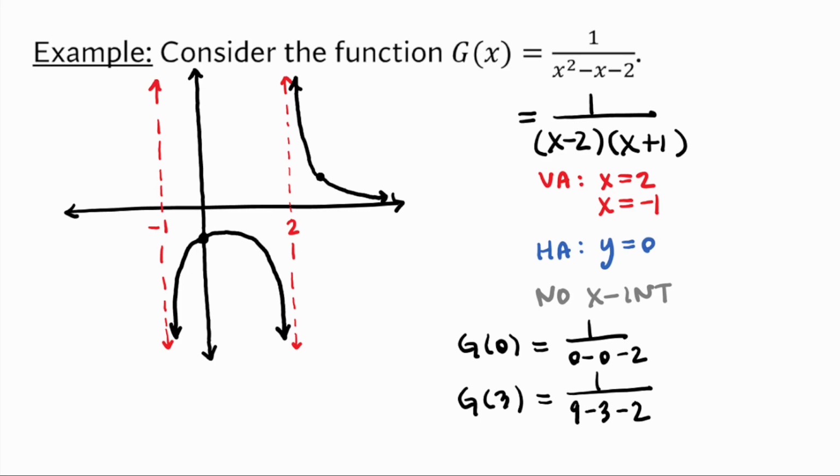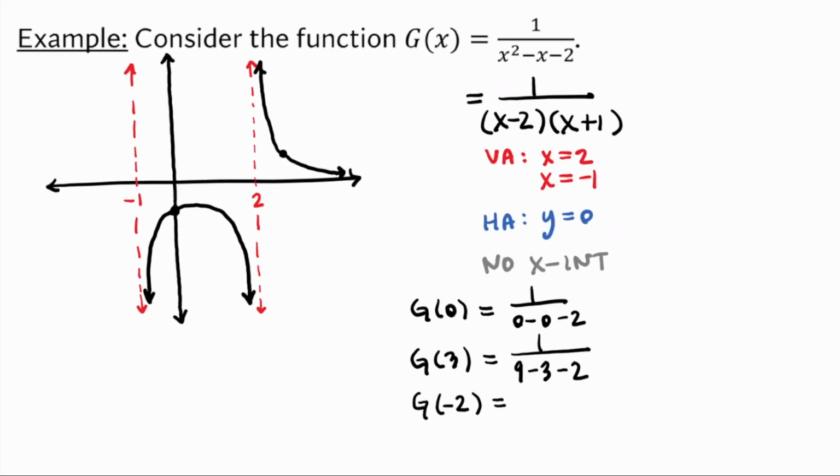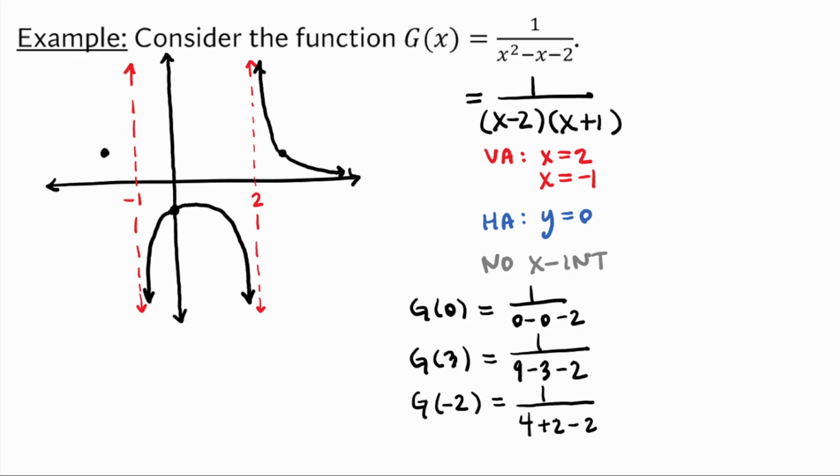And then if we plugged in something more negative than negative 1, like negative 2, I'm going to need a little bit more room. That would be 1 over negative 2 squared is 4, minus negative 2, minus 2. Okay, so that's another 1/4. So I'm looking at the same, and the same logic applies. No x-intercept. Vertical asymptote must be respected. Horizontal asymptote, eventually we have to get there. So the graph's going to look like this.